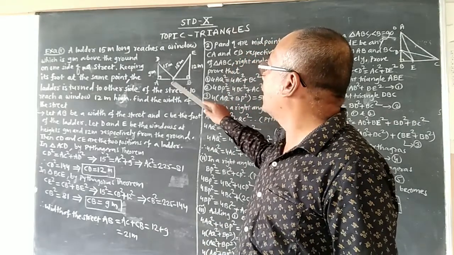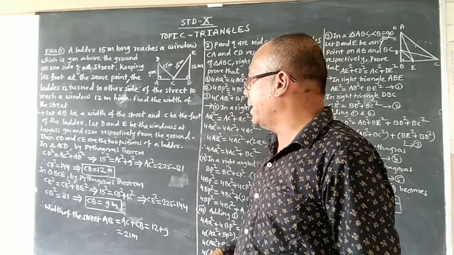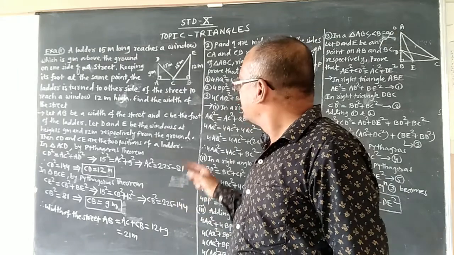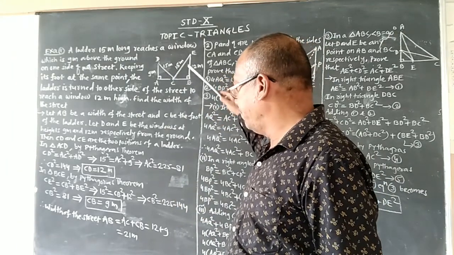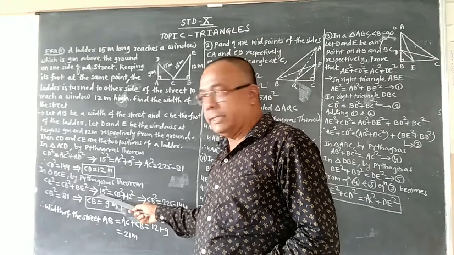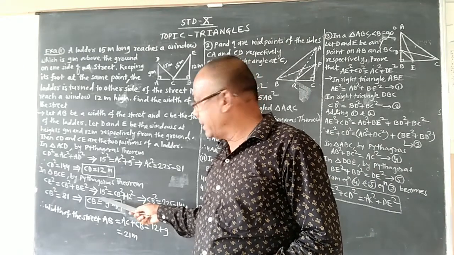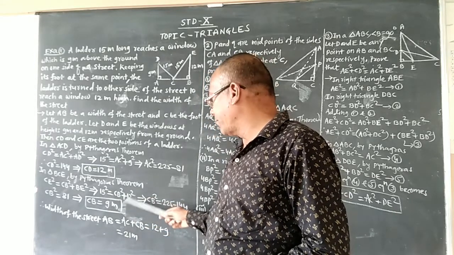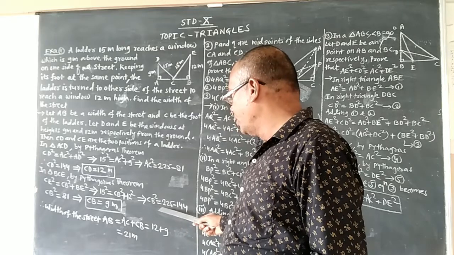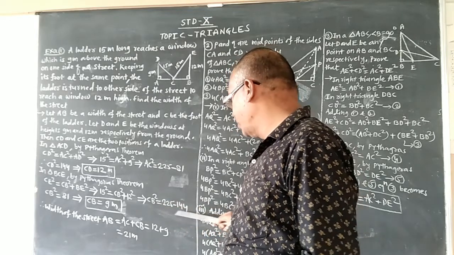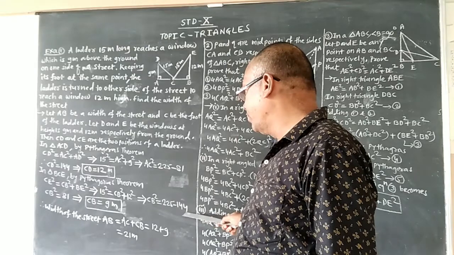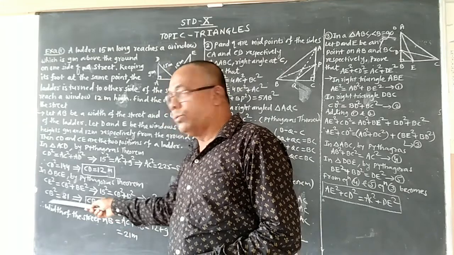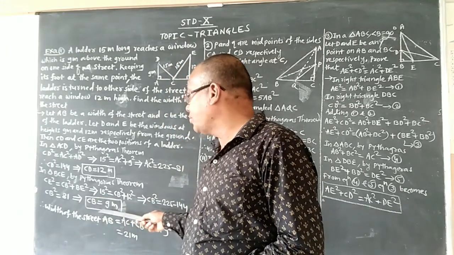Again, we consider the other right angle triangle CBE, and applying the Pythagoras theorem, we get CE square is equal to CB square plus BE square. Here CE, that is the length of the ladder, is 15, so 15 square is equal to CB square as it is plus 12 square. So CB square is equal to 225 minus 12 square, which is 144. So 225 minus 144 will be again 81, and taking square root on both sides we get CB is equal to 9 meters.